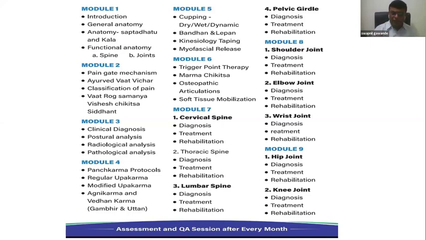Then we are going to understand the clinical diagnosis. Also, my own specialty is postural analysis and postural correction. We are going to learn the postural analysis, the radiological analysis, and the pathological analysis of particular diseases. In the fourth module, we are going to understand how to set the Panchakarma protocols, regular Upakarmas, and modified Upakarmas. As you have seen, the laser Janubasti, we also do the traction Janubasti. We also do the ultrasound massage.